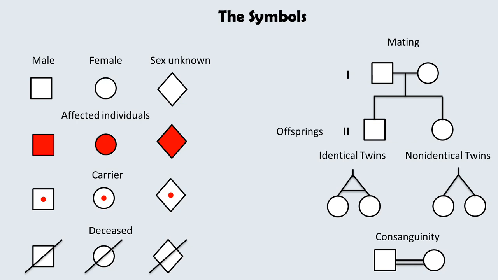So these are the general symbols that we see in the pedigree, and knowing and understanding these symbols will do the job for us most of the time. There are other symbols also, but I can assure you very confidently that learning these symbols is sufficient for us.